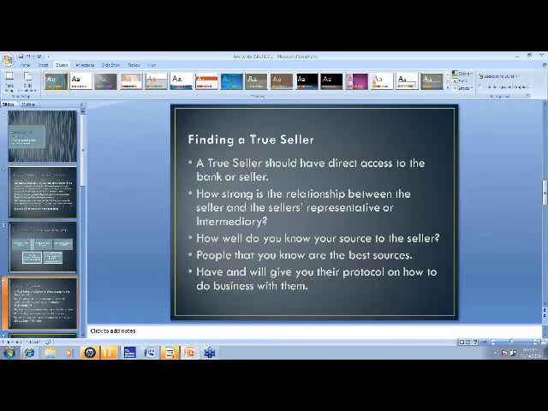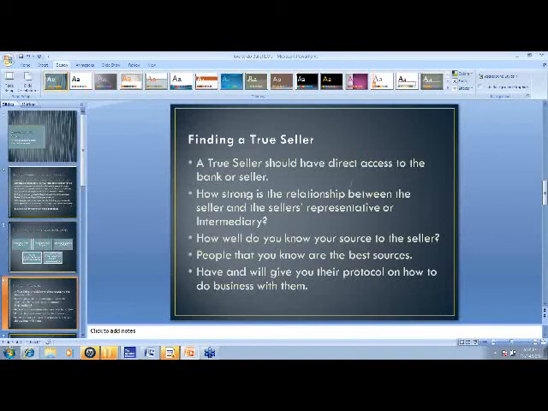Usually the people you're dealing with are going to be intermediaries, and they will have a relationship with the seller's representative. But you want to know how strong that relationship is. How long have they known the seller or the seller's representative, and have they done any deals with them? You want to know that information, because the stronger their relationship with the seller's representative or the seller, the more likely they are for real.